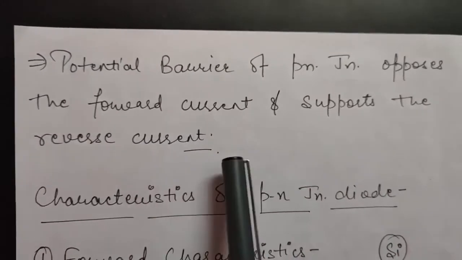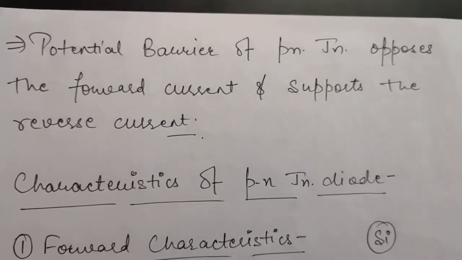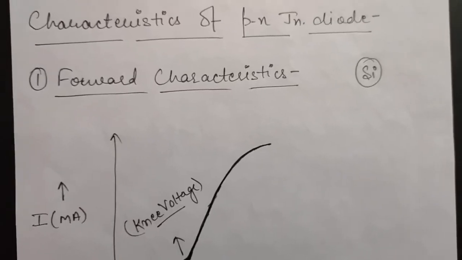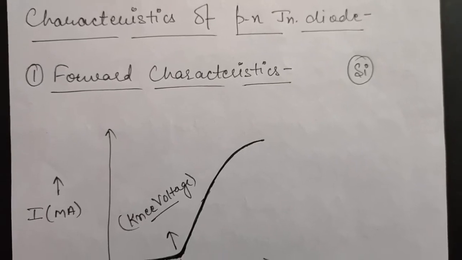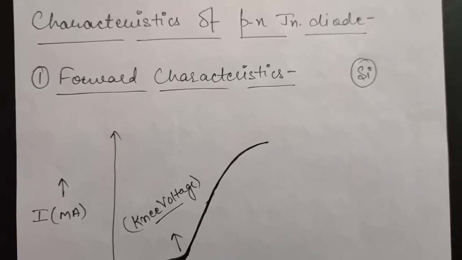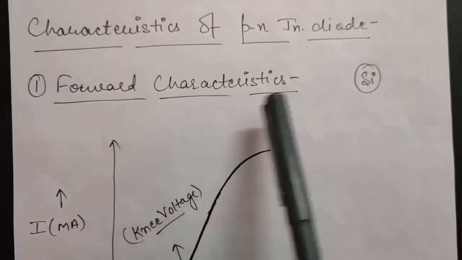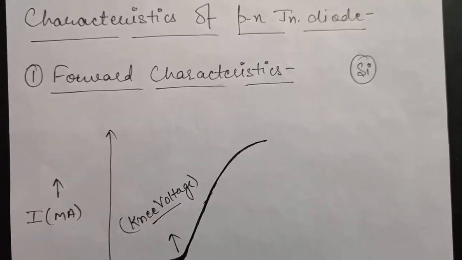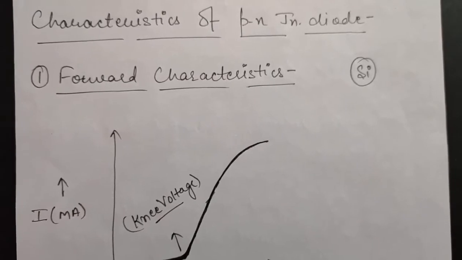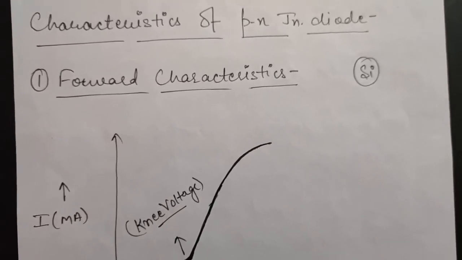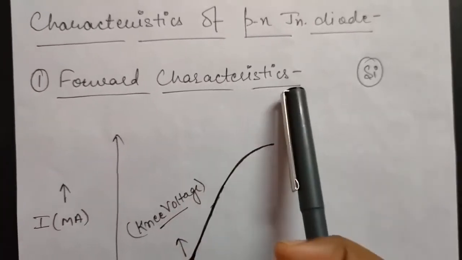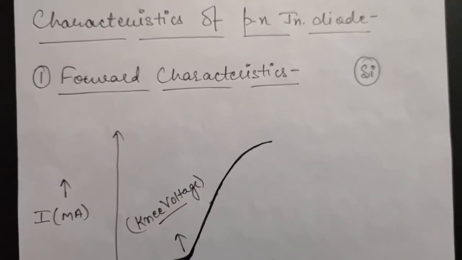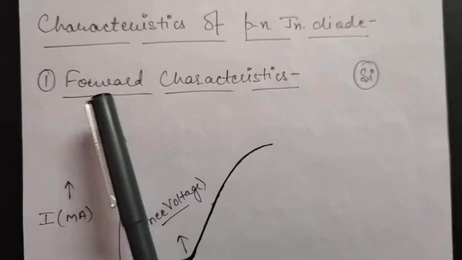Okay, so now we will be studying the characteristics of the PN junction both in forward biasing and in reverse biasing. The forward characteristics means when your PN junction is connected in forward biasing, and the reverse characteristics would mean when your PN junction is connected in reverse biasing. Now to show the characteristics of the PN junction, we just plot a graph between forward voltage and forward current for the forward characteristics, right?